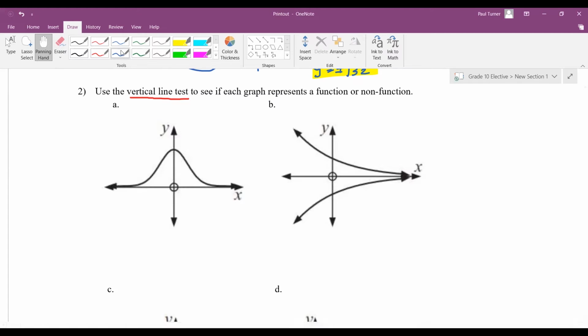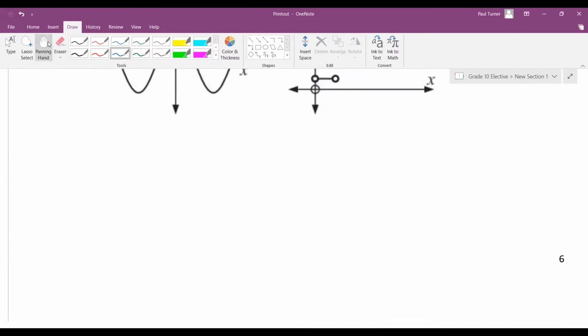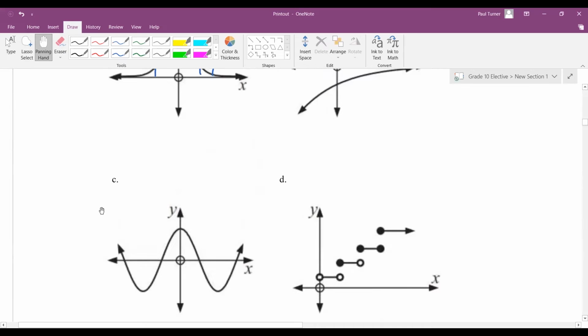Anyway, so vertical line test, remember if you cut the graph one time only, it will be a function. So go through these ones. So do this one, B, and C and D. I might make it a bit smaller.